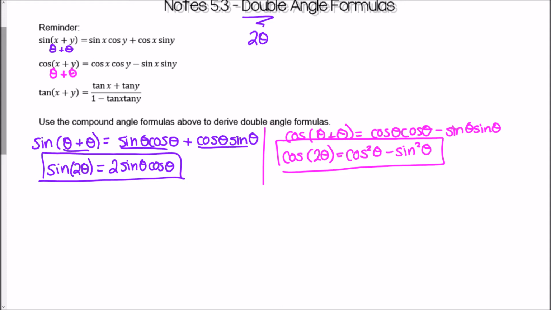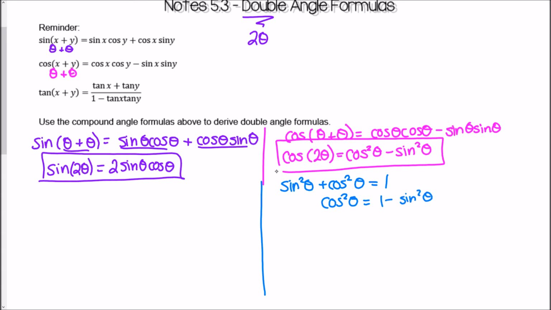So we're going to use our Pythagorean identity to help us derive other versions of this formula. So let's go ahead and do that. Remember, we know that sine squared theta plus cosine squared theta is equal to 1. Okay, so if I were to rearrange this right here, I can say that cosine squared theta is equal to 1 minus sine squared theta.